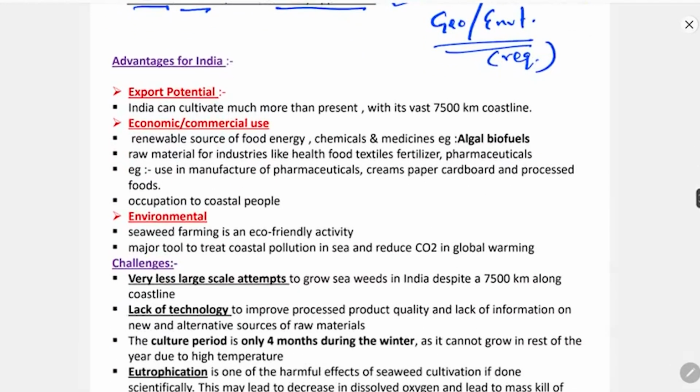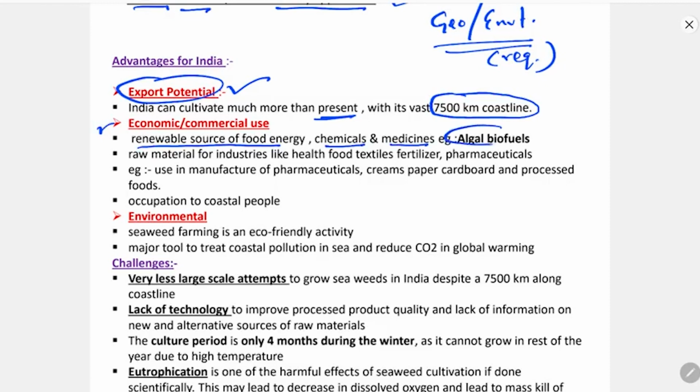Now, what are the advantages? Obviously, export potential. India can cultivate much more than at present, because India has a very big potential with its 7,500 kilometer coastline, so it can utilize its export potential. Next is economic or commercial use, because it is a renewable source of food, energy, chemicals and medicines. These can be used in algal biofuels, and you can integrate it with our National Biofuel Policy.